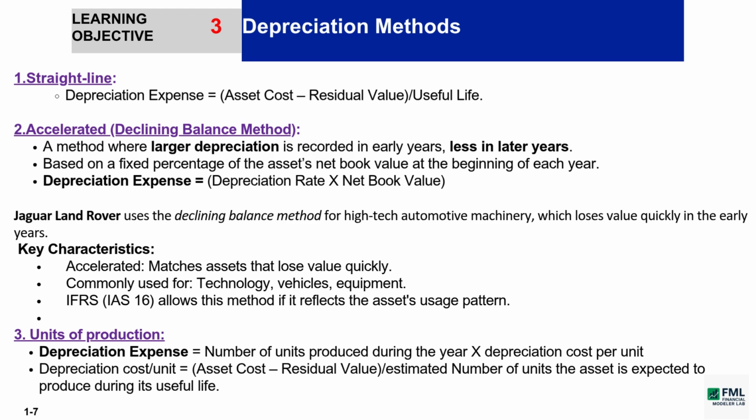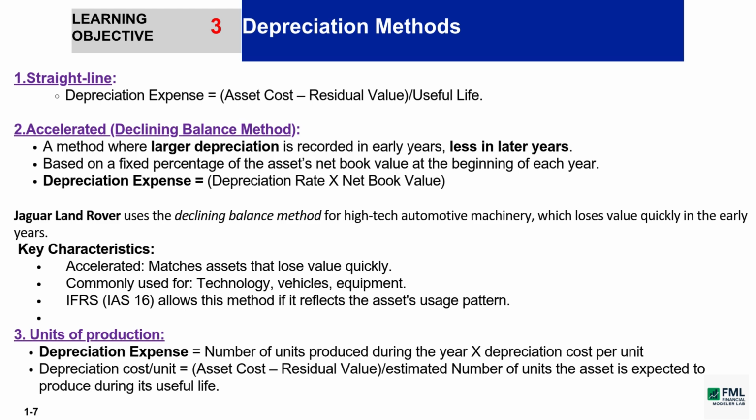Second method, accelerated, the declining balance method, a method where larger depreciation is recorded in early years, less in later years, based on a fixed percentage of the asset's net book value at the beginning of each year. Depreciation expense equals depreciation rate multiplied by the net book value. Jaguar Land Rover uses the declining balance method for high-tech automotive machinery, which loses value quickly in the early years.